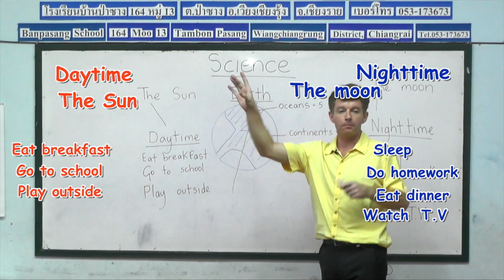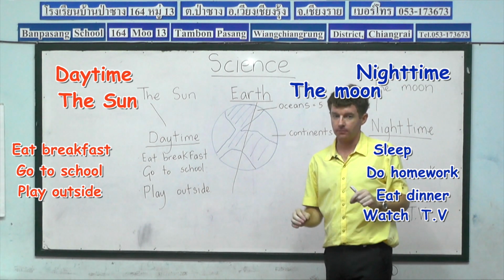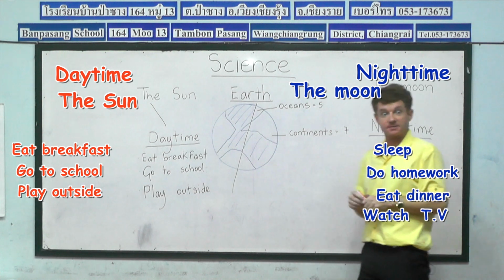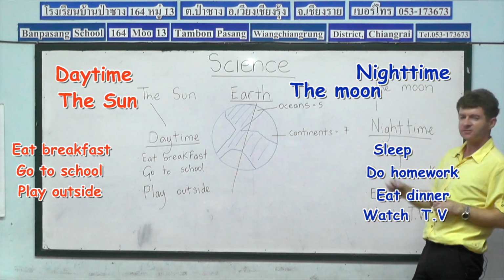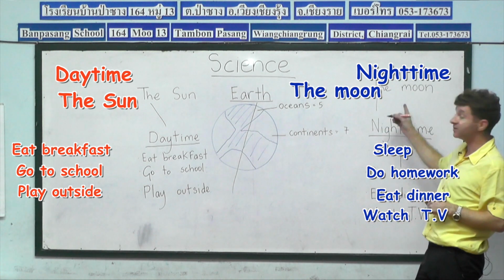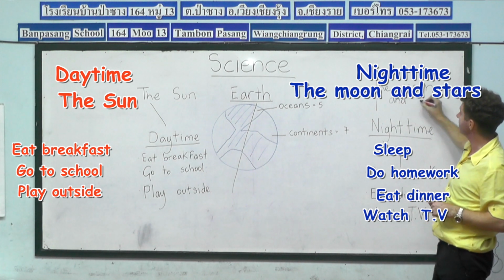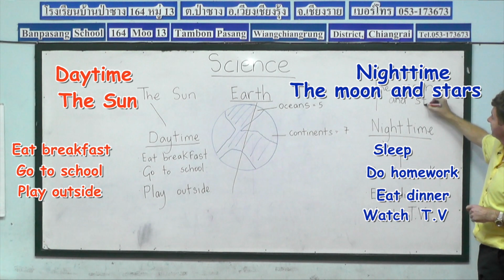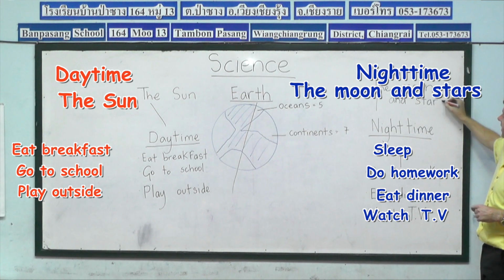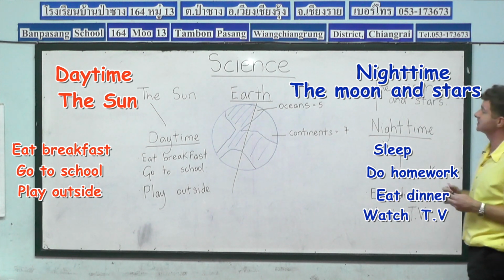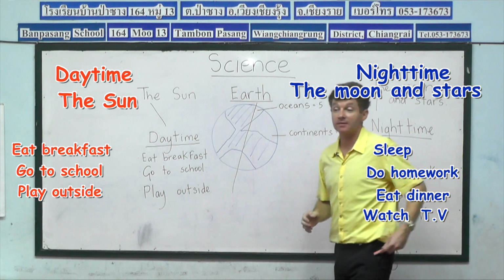And also, for an extra bonus point, we'll see the moon, but you might see other bright objects too. Stars. Yes, we can see stars. Can you see stars at daytime? No, we see the stars at nighttime. The moon and stars. S-T-A-R-S. Excellent, guys. That was really well done.